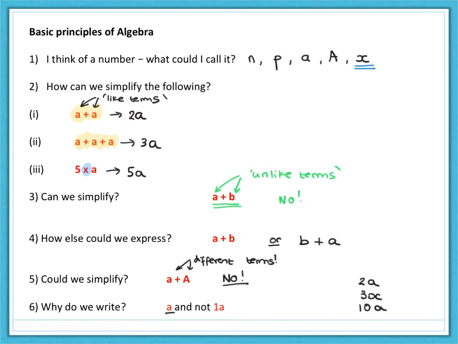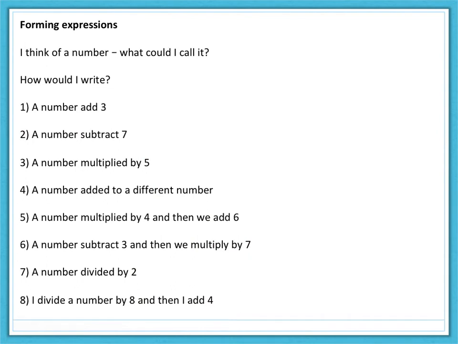We wouldn't write 1A, and that's just for simplicity. There's no need for us to write 1 lot of something, because it's implied when we just see the letter by itself. It's not entirely wrong to write 1A algebraically, but it's unnecessary. We don't need to do that. Now, we're going to have a look at forming expressions.